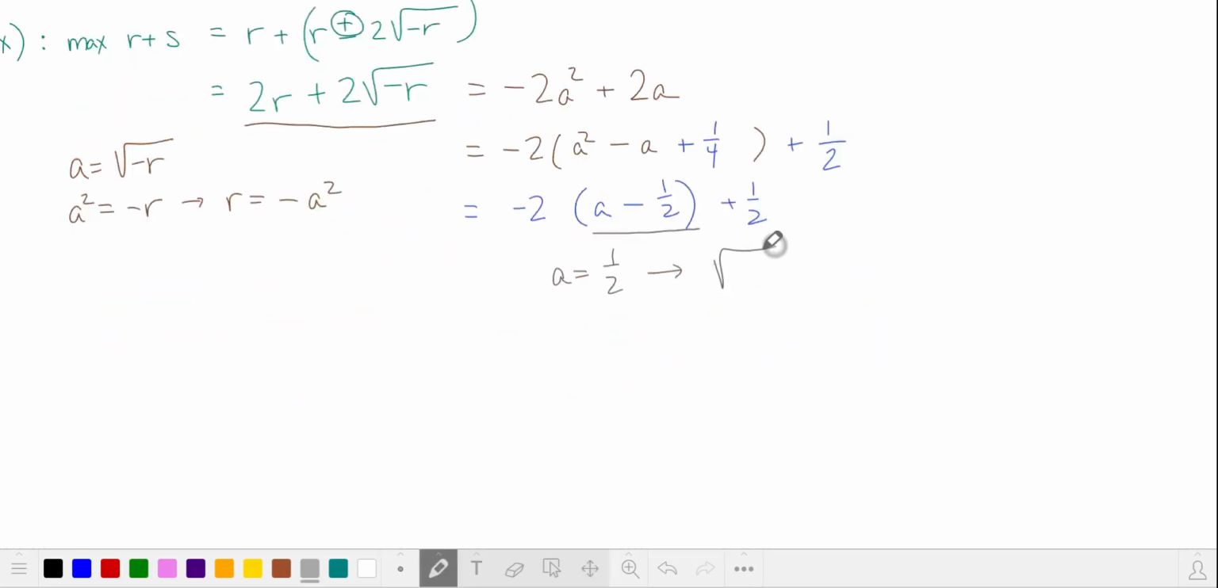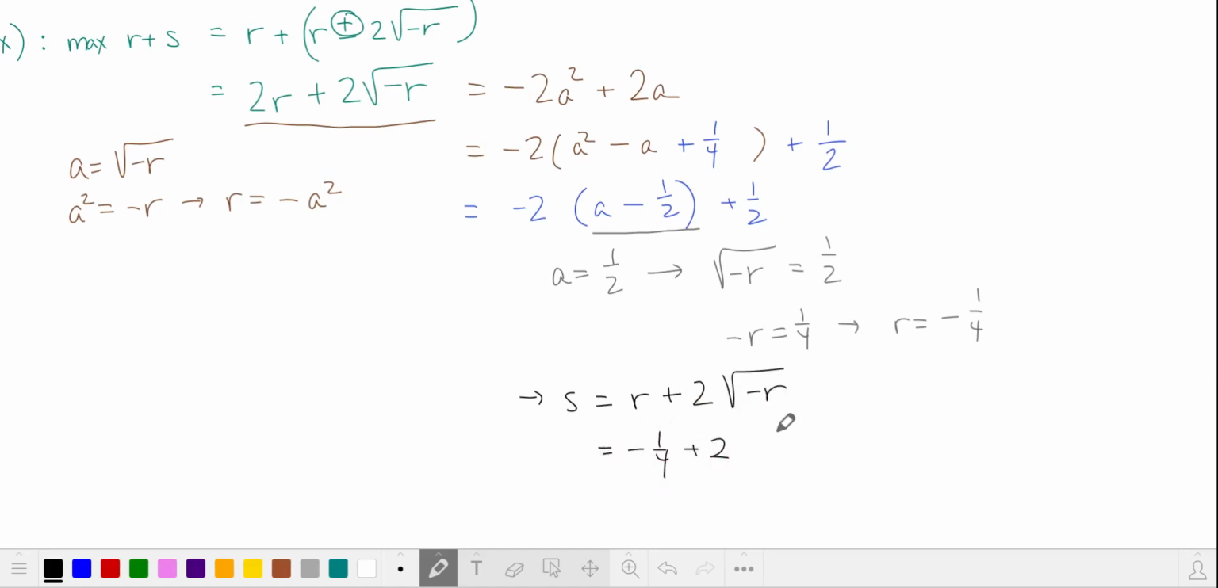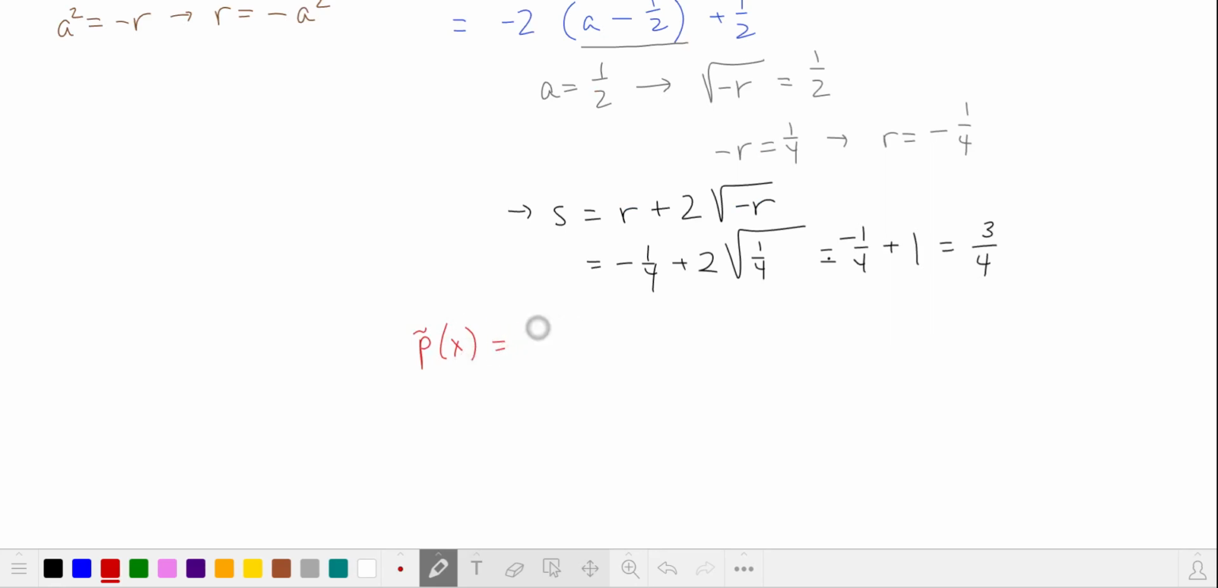Now we'll go back and calculate r, squaring both sides, and r is equal to negative 1/4. S again is r plus 2 times the square root of negative r. So that's negative 1/4 plus 2 times the square root of 1/4, or 3/4. So we can write p bar of x as x minus r, x minus s, and substituting our values for r and s, that gives us x plus 1/4 and x minus 3/4.